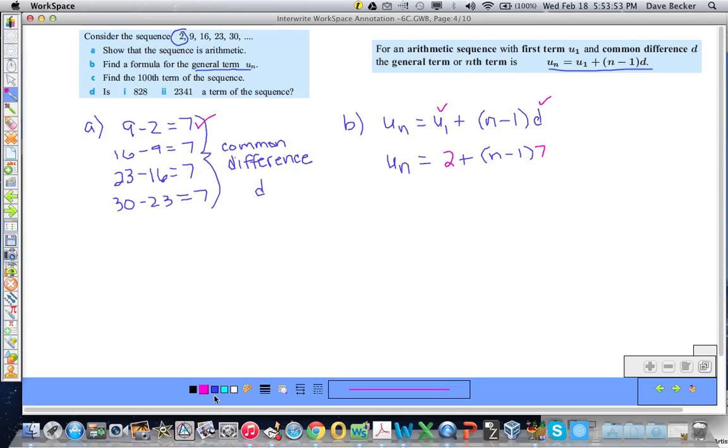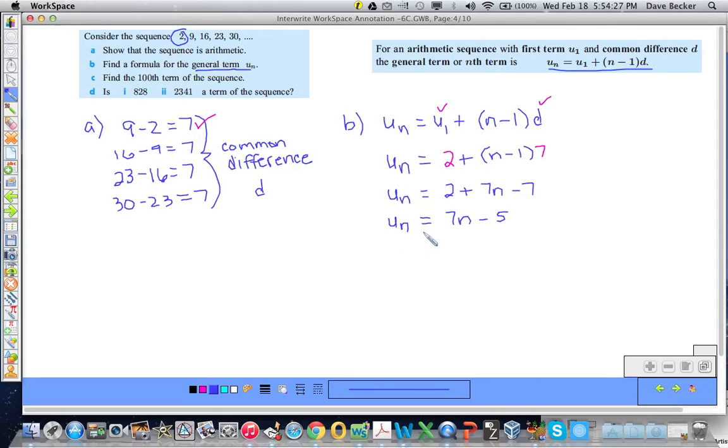Okay, so my final term, well, not yet. Let's just simplify that. I don't have to, but it's just going to make my life so much easier when I answer questions C and D. So this would be 2 plus 7 times n is 7n, and 7 multiplied by negative 1 is negative 7. So my general term turns out to be 7n, and then 2 minus 7 combined is minus 5. So that's my general term.